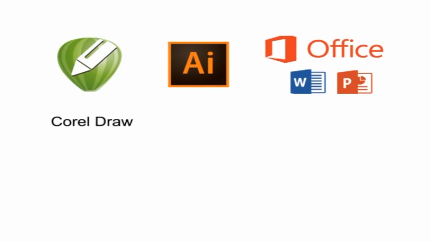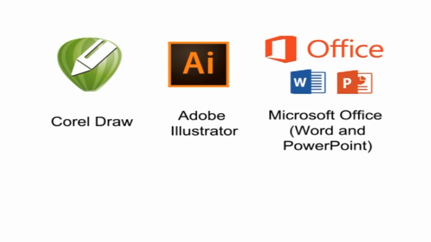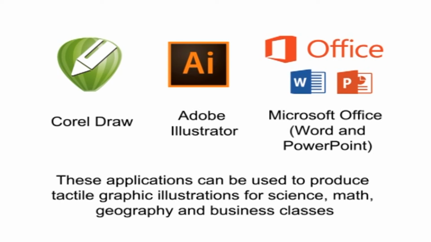Third-party software containing mainly SVG tools are CorelDRAW, Adobe Illustrator and Microsoft Office, both Word and PowerPoint. These applications can be used to produce tactile graphic illustrations for science, math, geography and business classes. The software tools for producing tactile diagrams can be broadly divided into three categories.